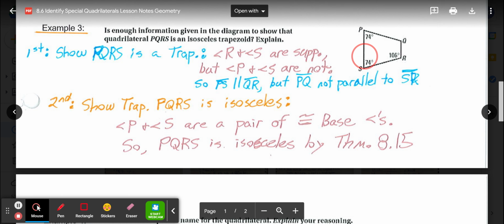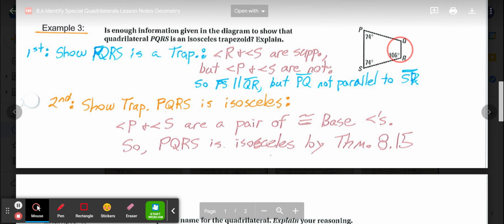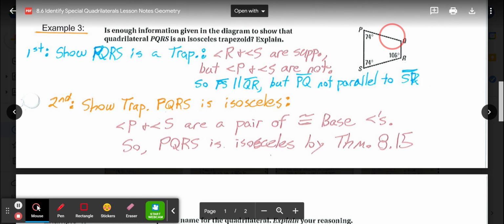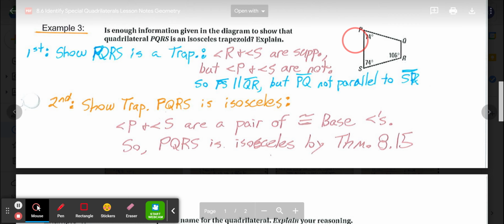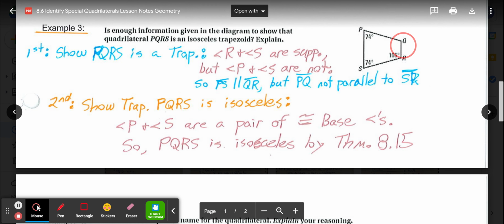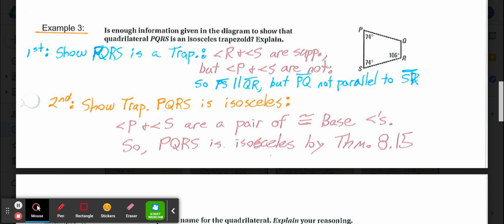So what that tells us is PS and QR are parallel, but PQ is not parallel to SR. So one set of parallel sides, by definition, gives us a trapezoid. So we know PQRS is a trapezoid.